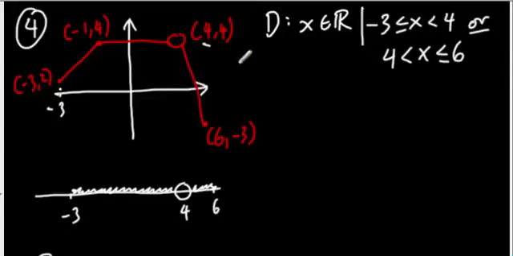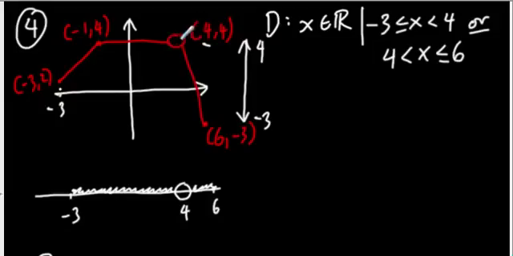Now, let's look at the range. If we look at the range, in other words, we're looking at the y part. So the lowest value that we can see is -3. It pretty much starts from -3. And the highest value we can see is 4.